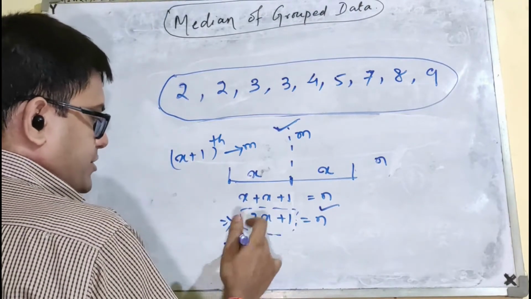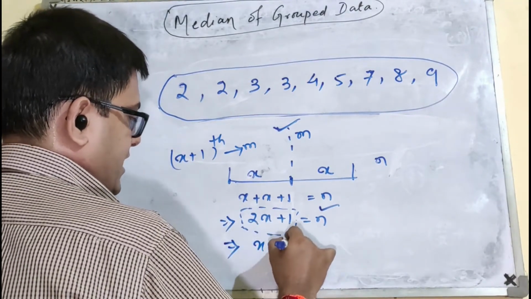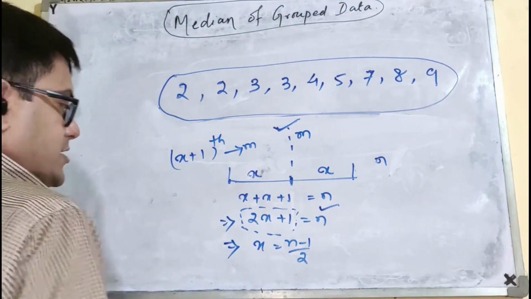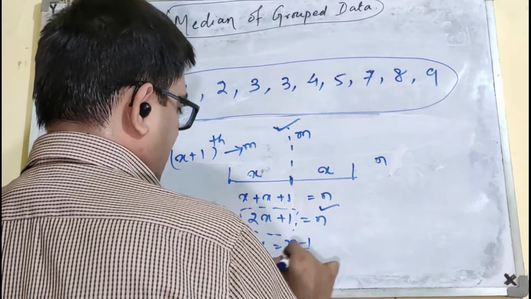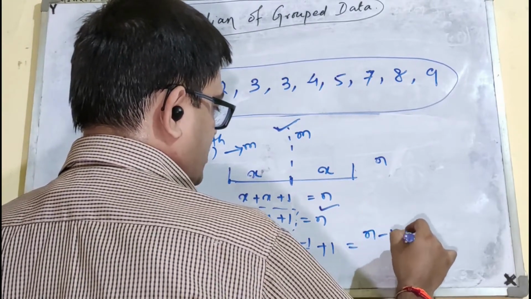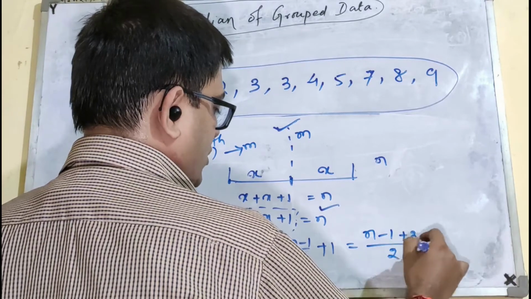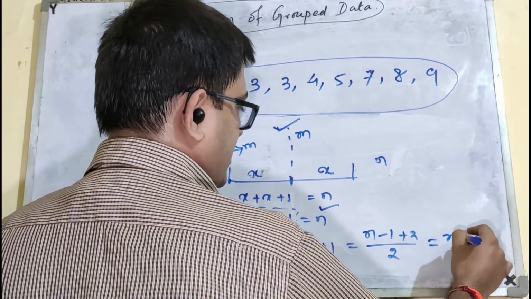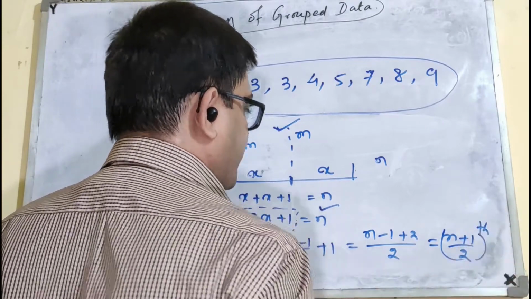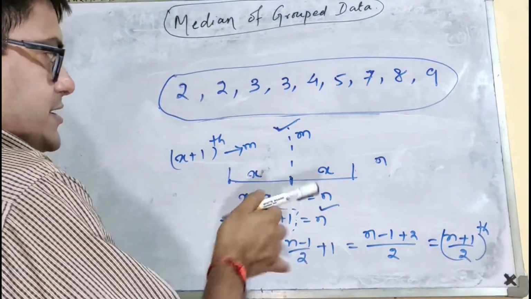From this equation, you have to find x as (n minus 1) by 2. To find the x plus 1th term, you have to add 1 to both sides, which is going to be (n minus 1 plus 2) by 2. That gives you (n plus 1) by 2 term. So this is for the odd case.